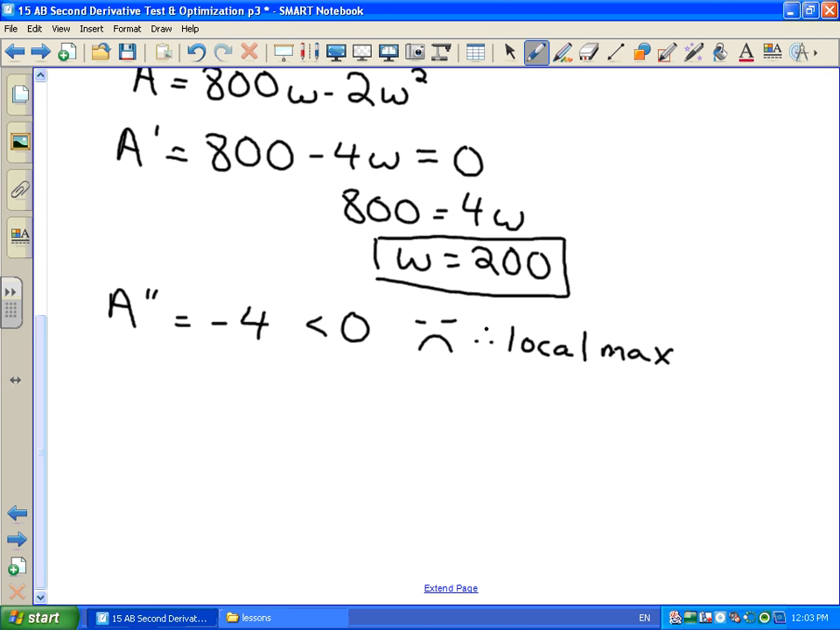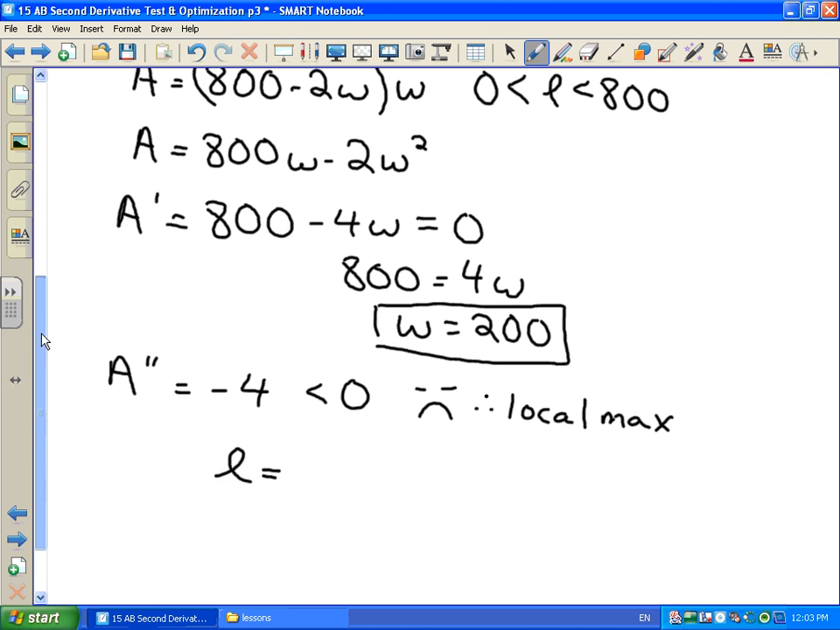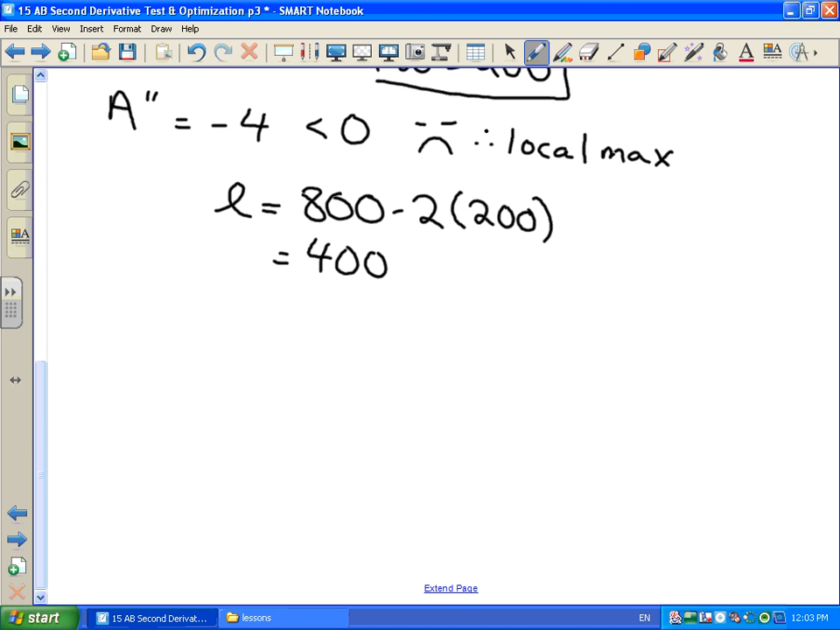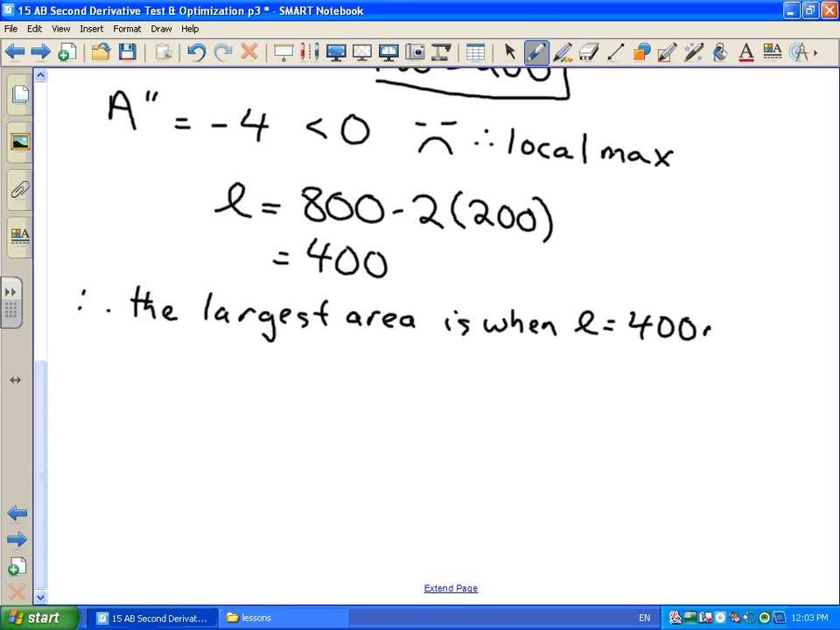So we've got our width. Let's find our length. Go back to this original expression here, it's 800 minus 2 times W. So 800 minus 2 times 200. And our length is going to be 400 meters. So the largest area is when length is 400 meters and W is 200 meters. And we're done.